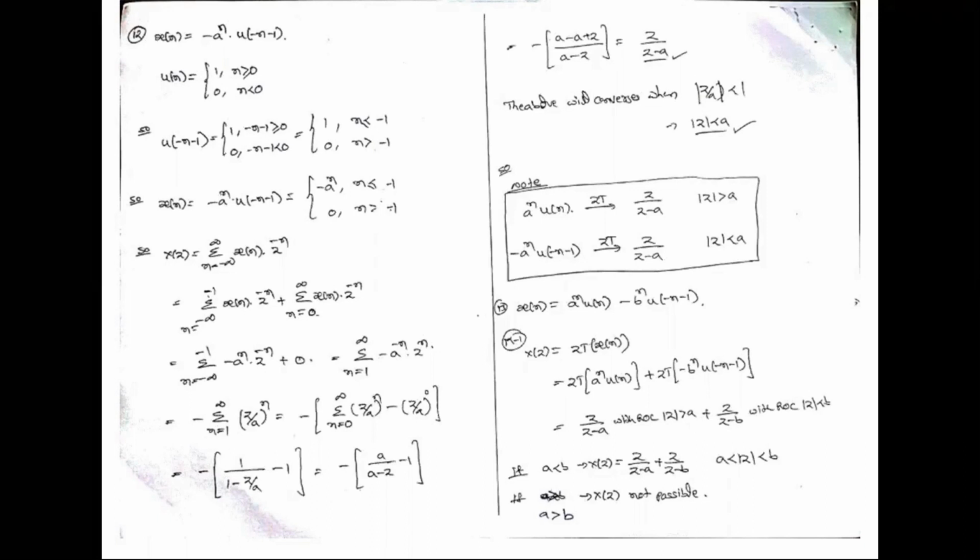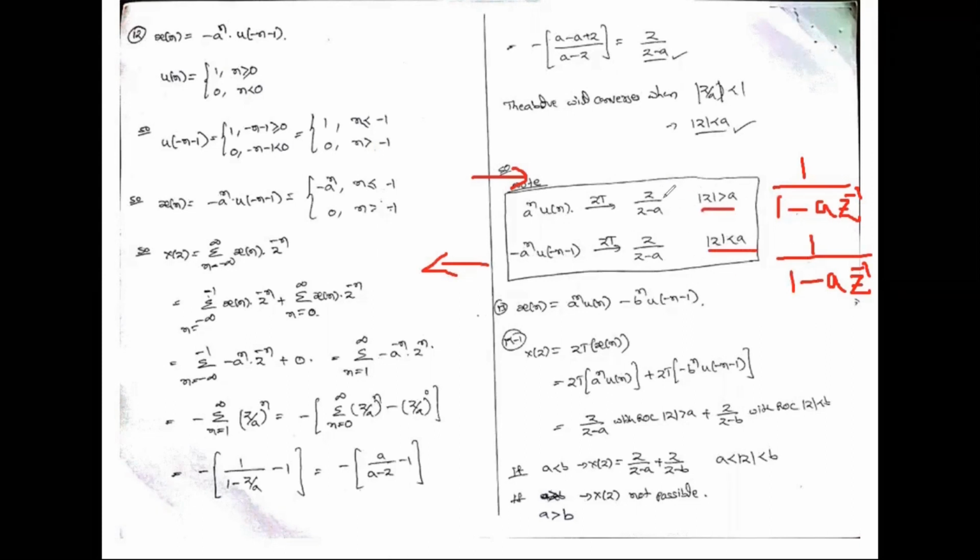In the negative powers of Z, the transformation of a power n mu of n is 1 by 1 minus a Z inverse. This one is towards the negative values, and the other is towards the positive values. For this also, the same Z transformation, 1 by 1 minus a Z inverse, but the ROC is Z is less than a. Both in the positive powers of Z, Z by Z minus a and Z by Z minus a.